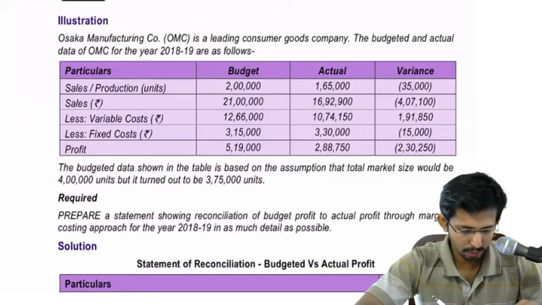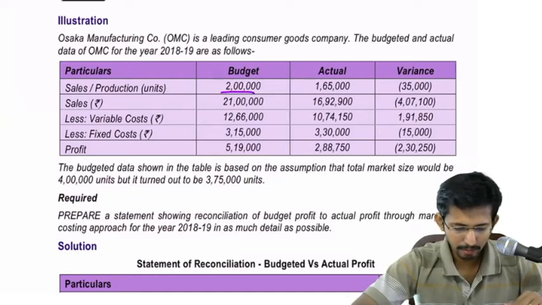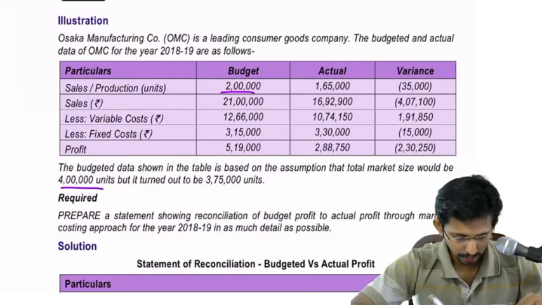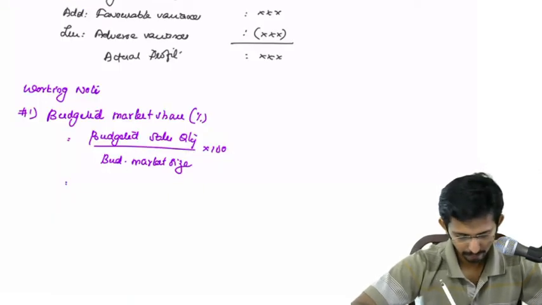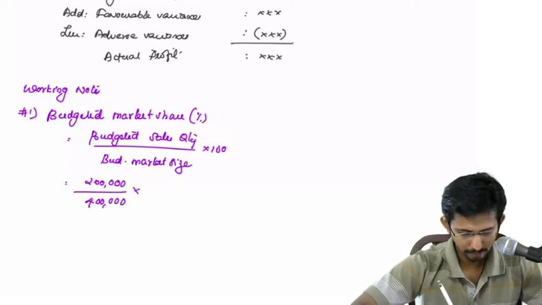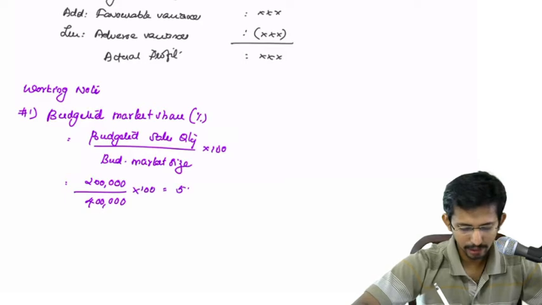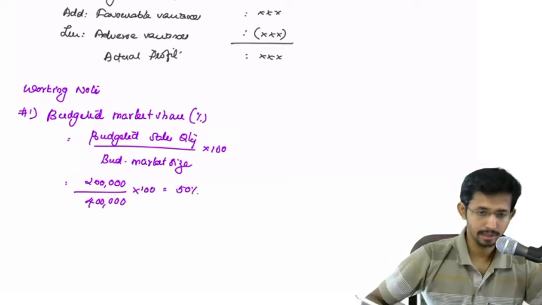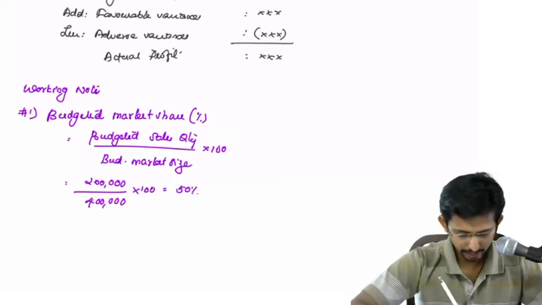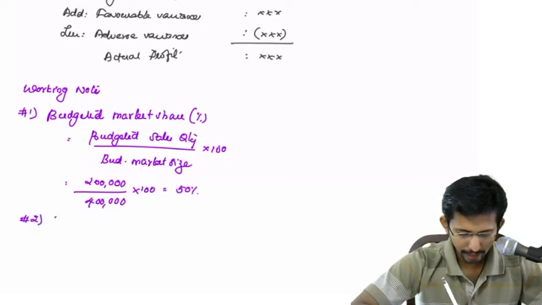What is the budgeted sales quantity? Budgeted sales quantity was 2 lakh units. And what was the budgeted market size? Budgeted market size was 4 lakhs. So 2 lakhs out of 4 lakhs into 100. That will give you a budgeted market share of 50%. Then next you can find out actual market share.